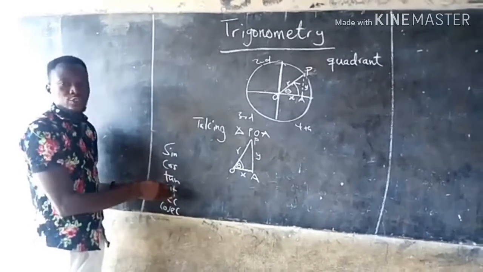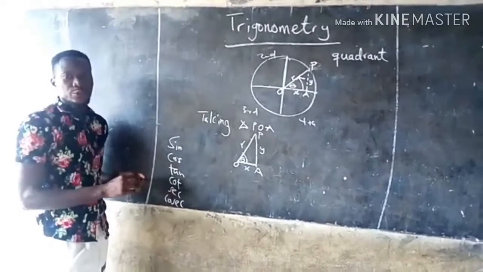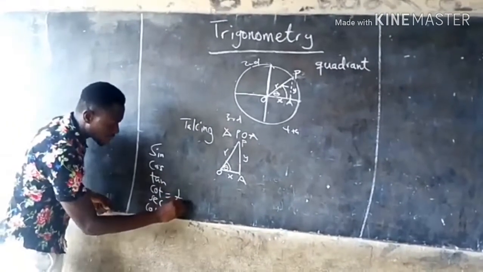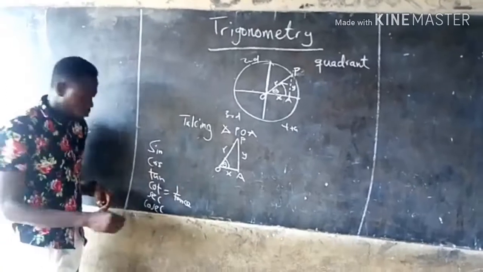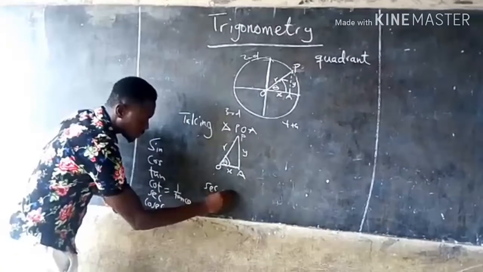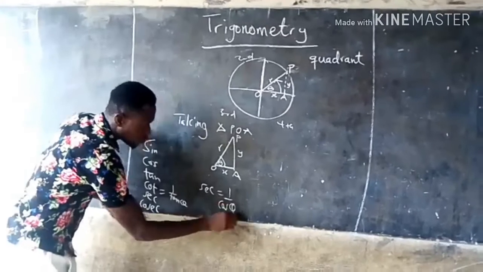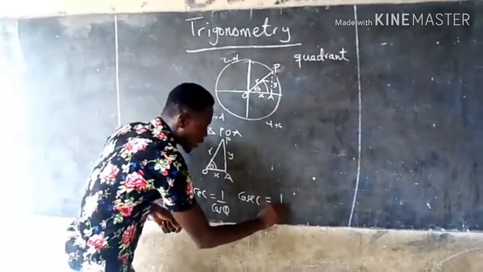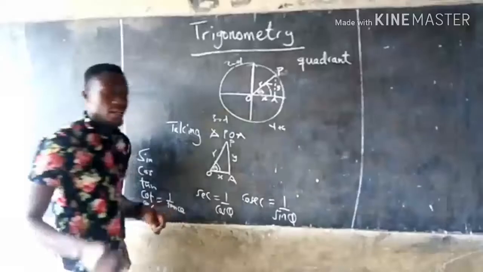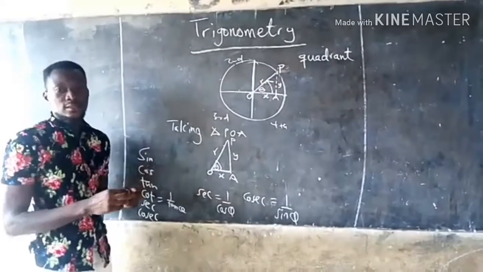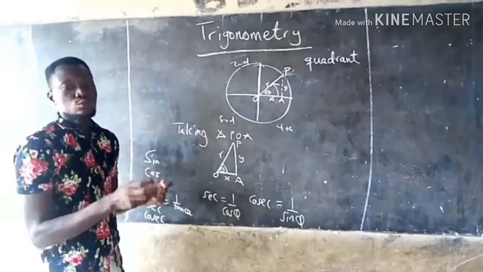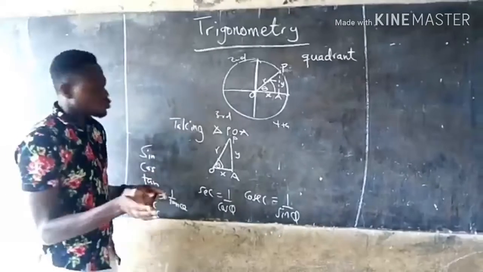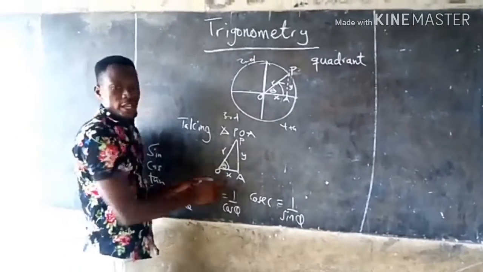We can write the remaining trig ratios in terms of the basic trig ratios. For those doing elective maths, cot is the same as 1 over tan of an angle. Sec is the same as 1 over cos of an angle. And cosec is the same as 1 over sine of an angle. But for core maths, from the syllabus, you are supposed to know only the basic trig ratios, which are sine, cos, and what? Tan. Now let's go back to our triangle POA.